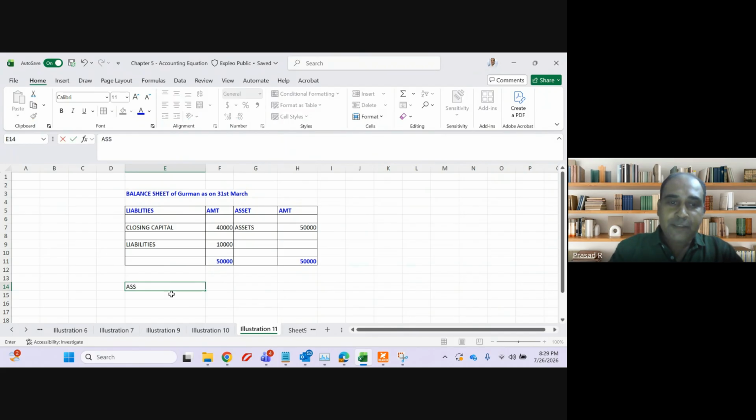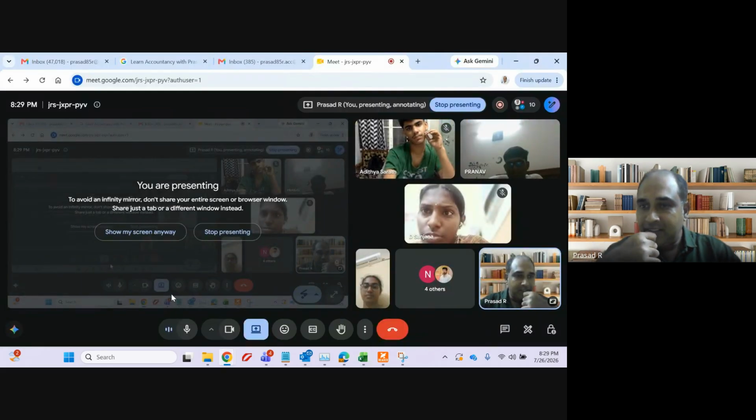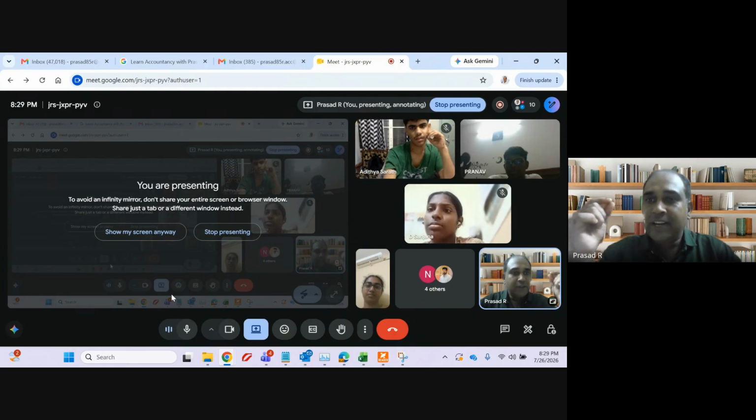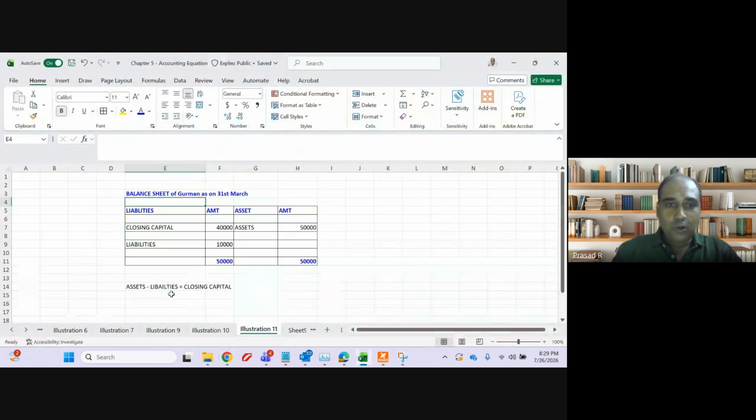So I created a formula. Assets minus liabilities will give me closing capital. Why will it give me closing capital? Because the balance sheet in front of me is as on 31st March. Clear? Any doubt? So let us plot these numbers. 50,000 minus liabilities of 10,000 will give me closing capital of 40,000.